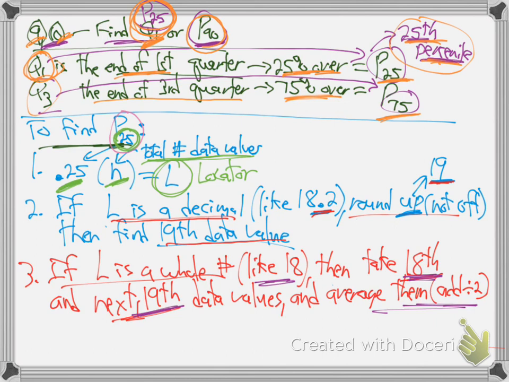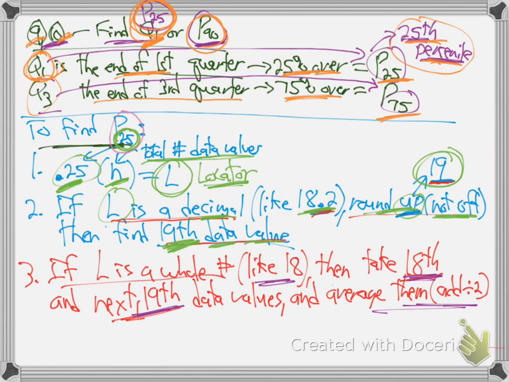But there's 2 ways you have to handle that L. It's kind of tricky. If that L is a decimal, like say 18.2, then round up. But when I say up, I mean up, not off. Don't round to the closest. 18 would be the closest. We go up to 19. And then you go find the 19th data value. The locator tells you where to look. Go find the 19th data value. That's the one that'll be 25% of the way through the data set.